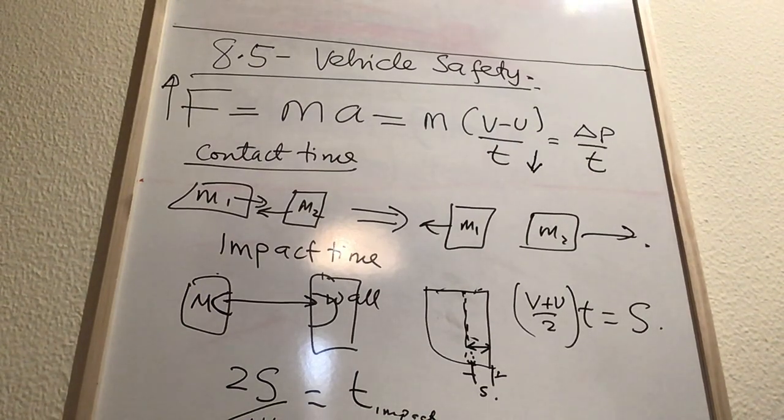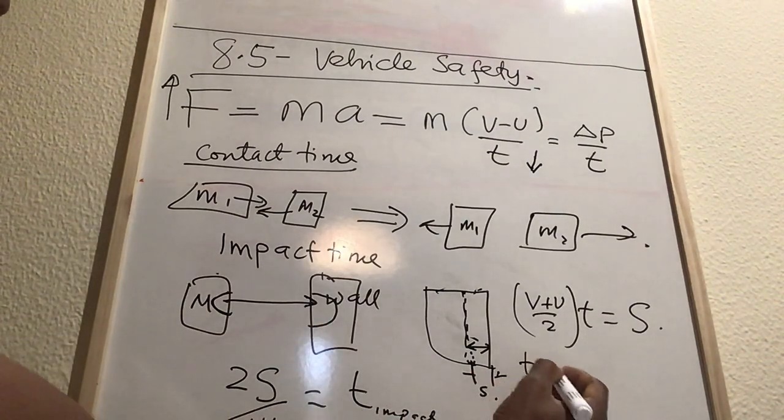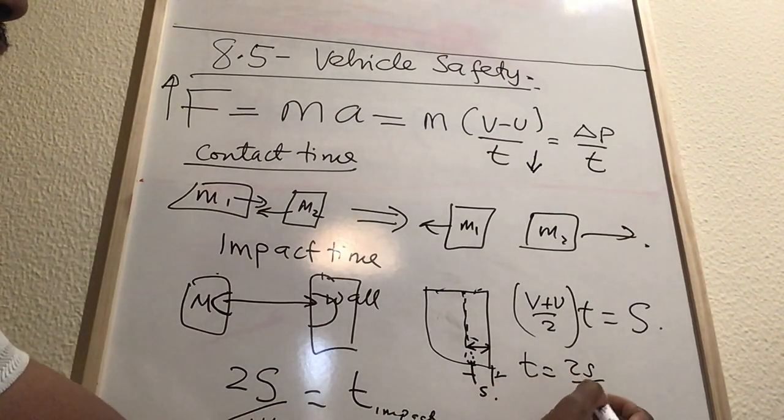So we'll look at a worked example in a bit. So let's say the t would be 2s over (u plus v).